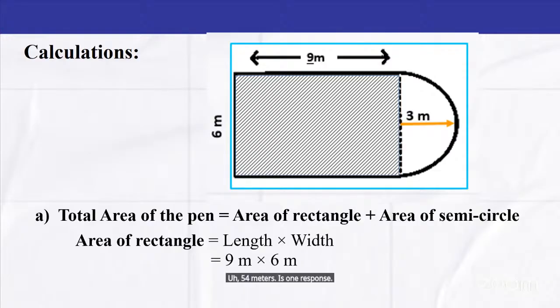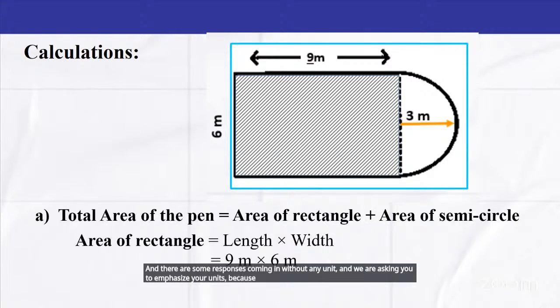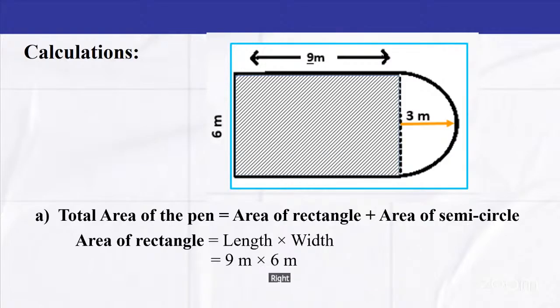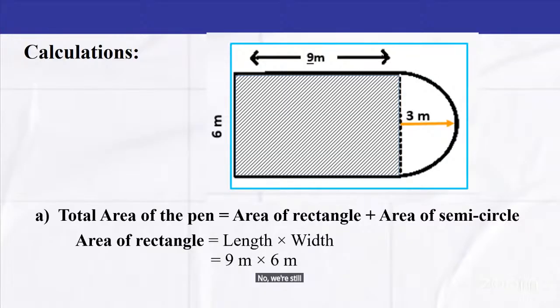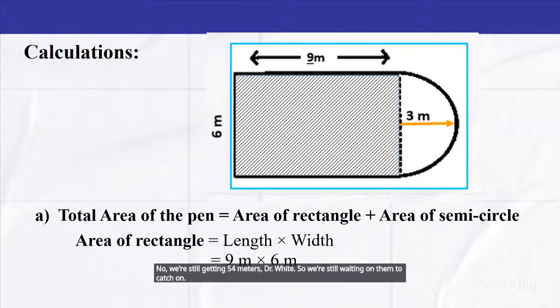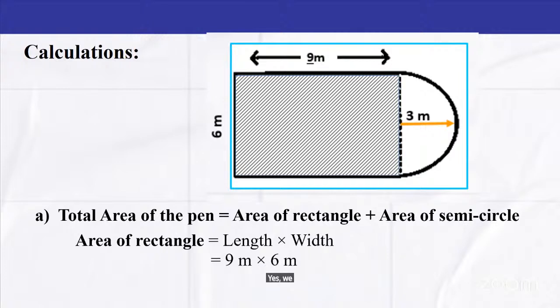Okay, 54 meters. And there are some responses coming in without any unit, and we are asking you to emphasize your units because that is important. So we don't just want to see 54. We need to know 54 what. Someone said they're still waiting for the correct response, Mrs. Sales. We haven't gotten that yet. We're still getting 54 meters, Dr. White. So we're still waiting on them to catch on. Yes, we need the unit.